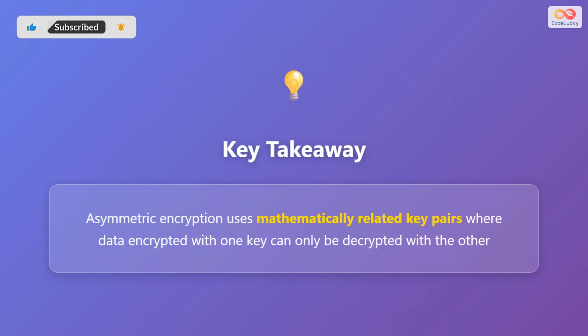The key takeaway is this: asymmetric encryption uses mathematically related key pairs where data encrypted with one key can only be decrypted with the other. This elegant system enables secure communication between parties who have never met without needing to share secret keys in advance.